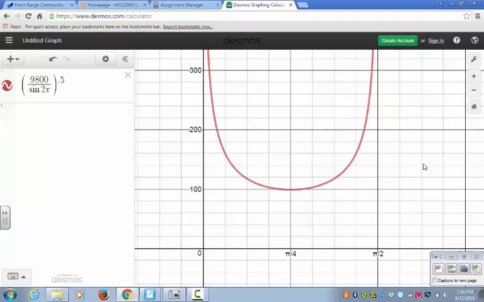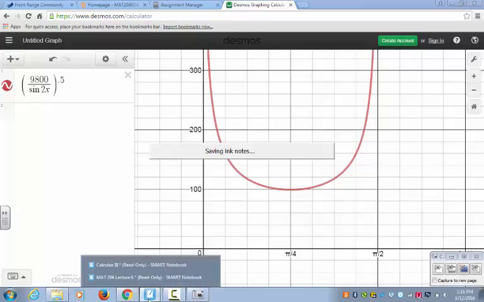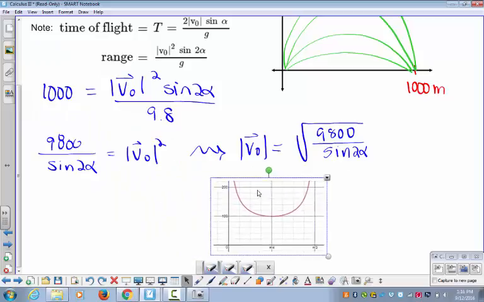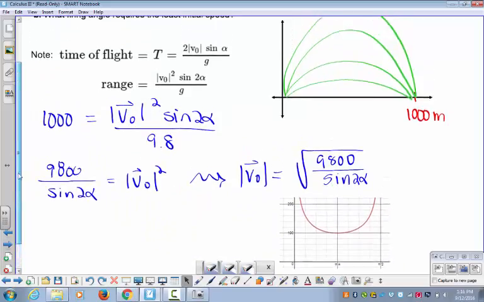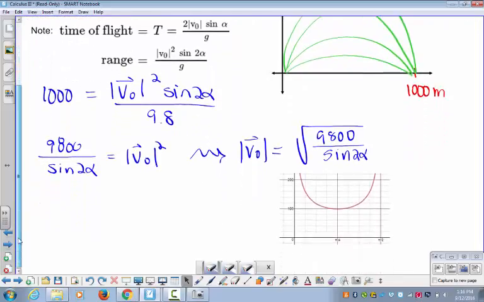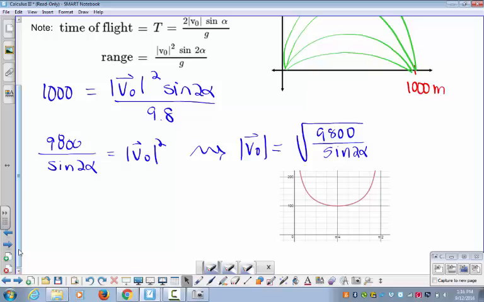Let's just take a snapshot of that and put it in our notes, and that's this one. All right, so there it is. There's the function. So that's part A. Sketch a graph of the initial speed required for all angles between 0 and pi over 2. Don't want to go higher than pi over 2. Don't want to go pi over 2 exactly. Might be the last time you fire this projectile.